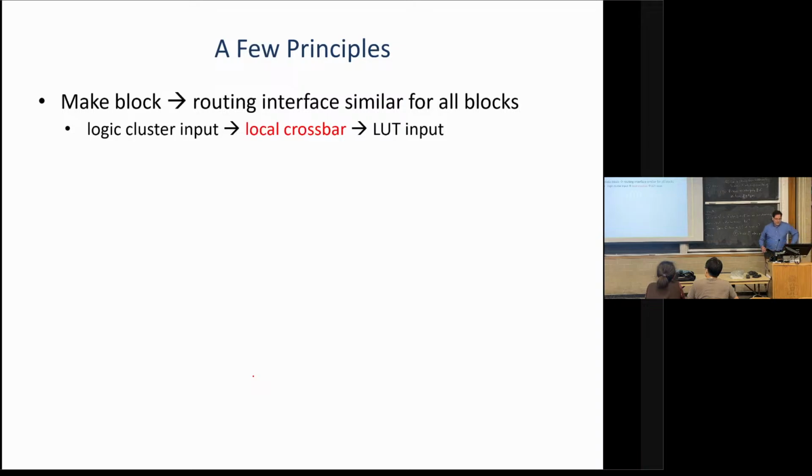Okay, so what does that mean? One of the things it means is it's very useful to make your block to routing interface similar for all blocks. Okay, so let's take a logic cluster, and let's take an Intel style one. You go from a logic cluster input through some local routing, and Intel uses basically some form of either fully populated or more commonly partially depopulated crossbar as this local interconnect, and then you go to a LUT input. Okay, so you do that for your logic blocks.